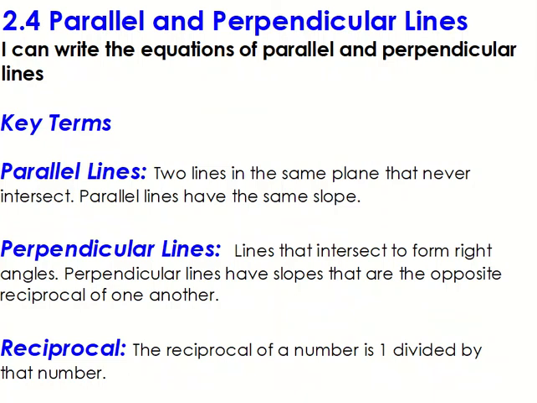All right, 2.4. So we're doing parallel and perpendicular lines. So I can write the equations of parallel and perpendicular lines. So we're going to have two equations each time. One for if we have two sets of parallel lines, and then two because we'll have two sets of perpendicular lines. So parallel lines are two lines in the same plane that never intersect.